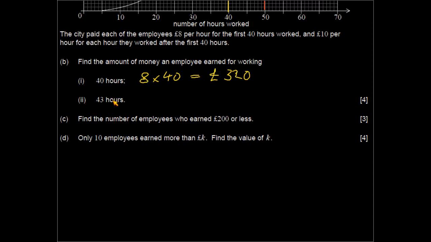Alright, so then next it says for 43 hours. Now what we need to do is consider that there are two pay rates. It says £8 per hour for the first 40 hours, and then £10 per hour for each hour they worked after the first 40 hours. So it's going to be 40 hours times 8, and then plus 3 hours times 10. Because they worked 40 hours at £8, and then there would be 3 extra hours after the 40 to get to 43 that they'd work at £10. Then we'd add those together. So that's going to give me 320 plus 30, which is going to give me £350.